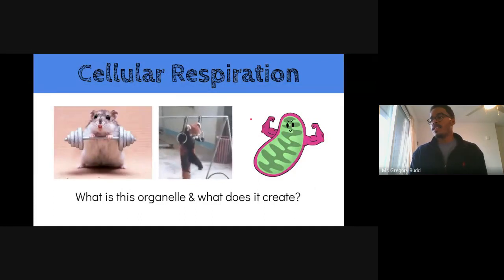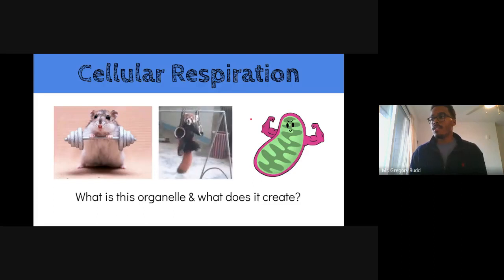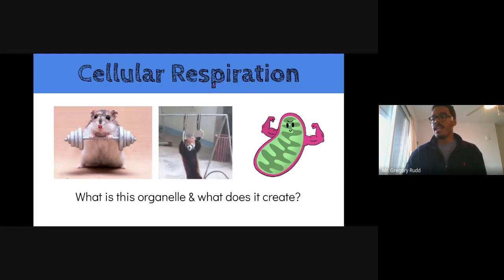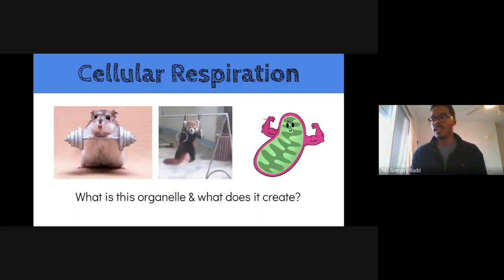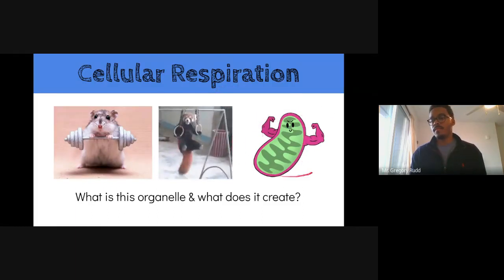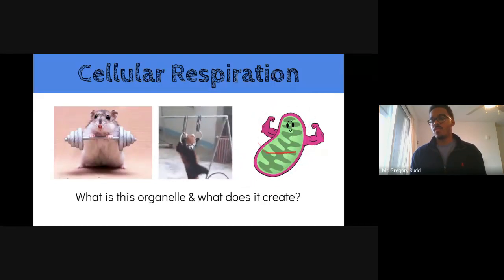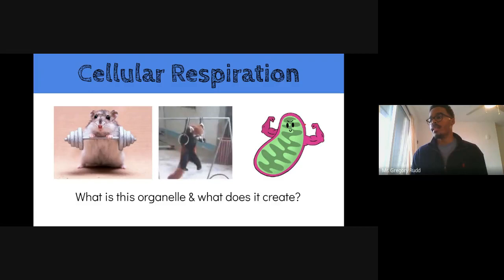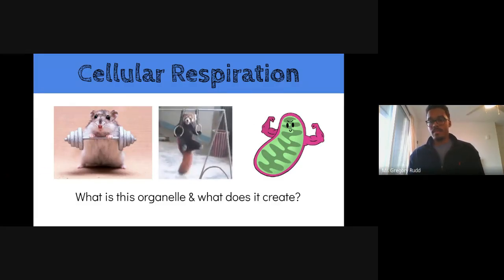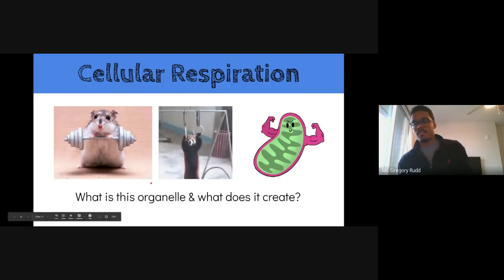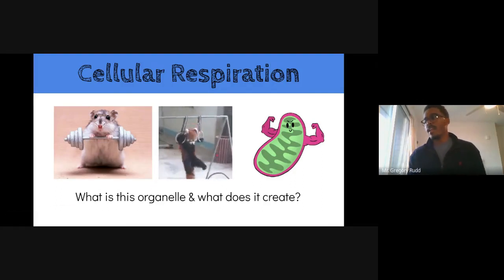Good job. All right, so now we're going to talk about cellular respiration. I'm going to move through this quickly so that you guys get some time to do the exit ticket and the asynchronous assignment. Cellular respiration takes place in a specific organelle. Which organelle is referred to as the powerhouse of the cell? Good. Yeah, these are mitochondria. And what do the mitochondria do for the cell? Yes, good. They create energy.